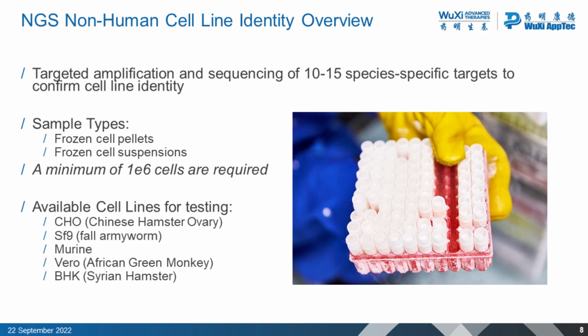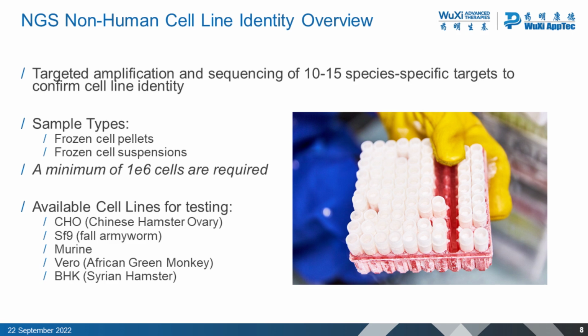The next use of NGS, or next generation sequencing, for helping our cell and gene therapy clients is to help them perform cell line identity. In this case, we offer non-human cell line identity using next generation sequencing on the Ion Torrent. The process consists of targeted amplification and sequencing of 10 to 15 species-specific target loci to confirm the cell line identity. These loci are highly conserved and well-defined for different species.